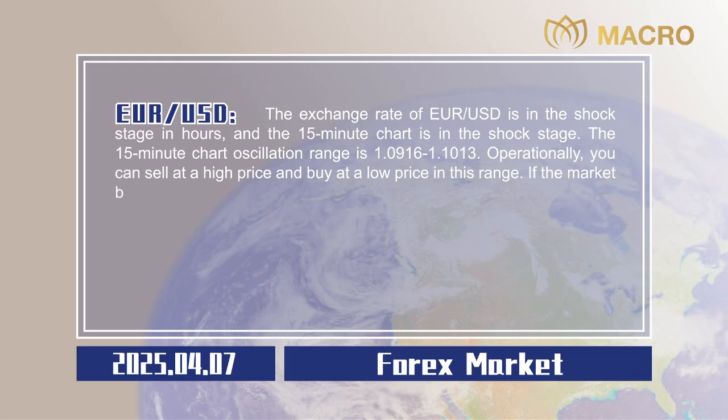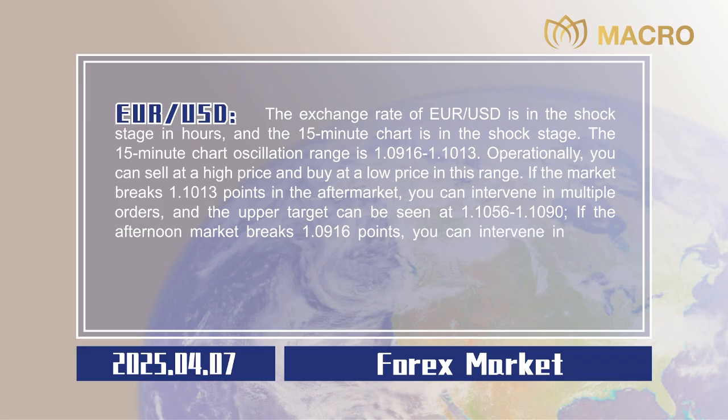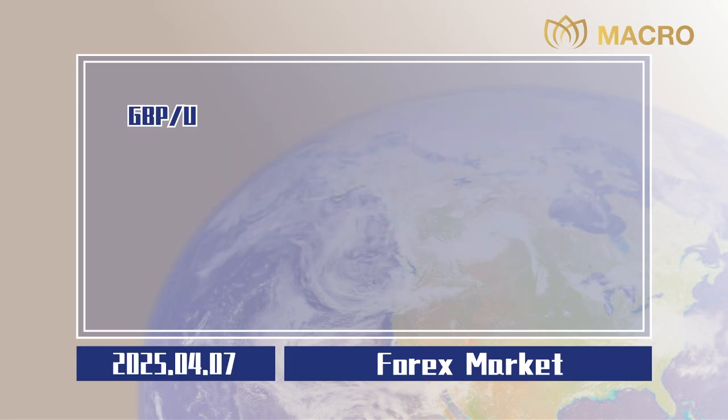If the market breaks 1.1013 points in the aftermarket, you can intervene in multiple orders, and the upper target can be seen at 1.1056 to 1.1090. If the afternoon market breaks 1.0916 points, you can intervene in empty orders, and the target below can be seen at 1.0860 to 1.0820. Stop losses are all 20 points, 0.0020.